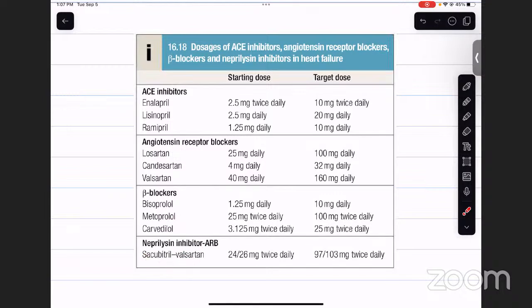Okay, but there is also an important note. These drugs must be titrated up to the maximum tolerated dose, the maximum tolerated target, to reduce mortality. So in heart failure, we must give these drugs at the maximum tolerated target dose. So this is also an important thing.